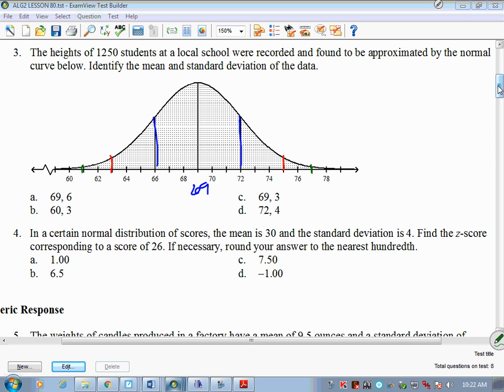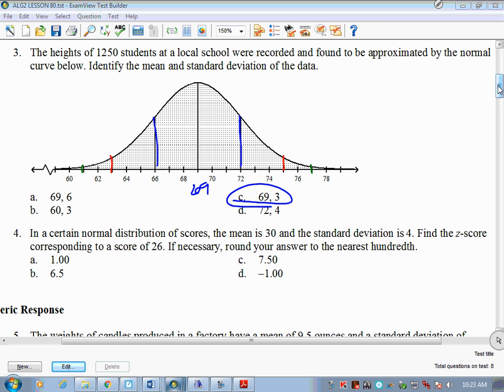Right? I could take 69 minus 66, or I could take 72 minus 69, right? Probably easier to take 69 minus 66, correct? All right, what's 69 minus 66? 3. So 3 is my standard deviation, right? Or you could have just counted 67, 68, 69, just counted, right? And saw that. Sorry, I made that probably a little harder than it needed to be. So we should get 69 and 3. Do we follow that? Okay, pretty easy.